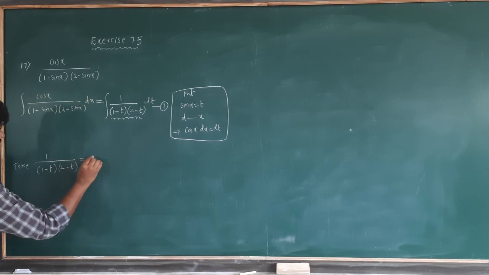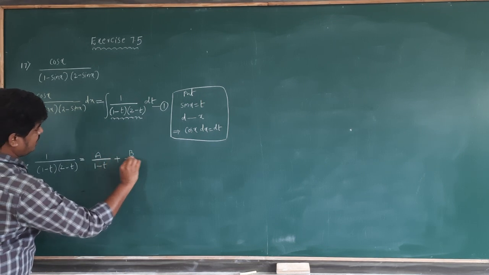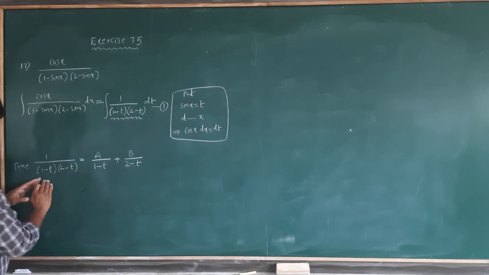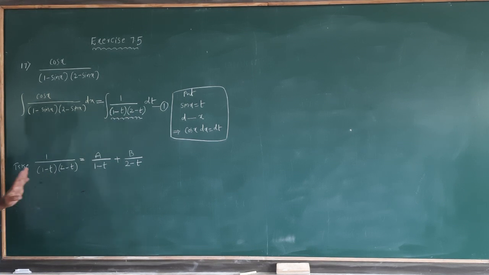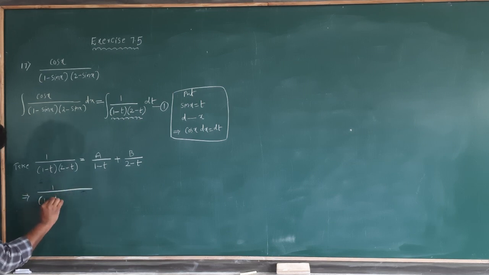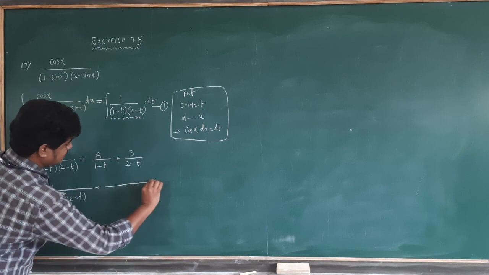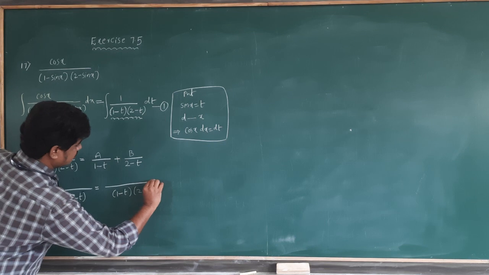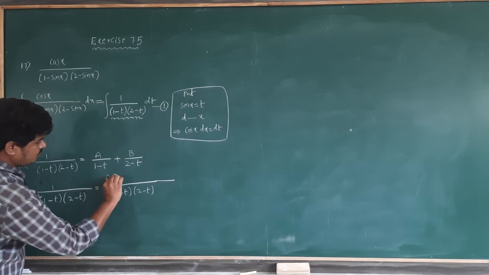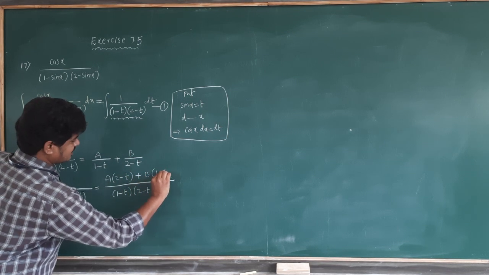1 divided by (1 minus t)(2 minus t) is equal to a divided by 1 minus t plus b divided by 2 minus t. Linear. Actually, in the previous problems we had x, but in the place of x, we just have this t. Now what? 1 divided by 1 minus t into 2 minus t is equal to, what is the LCM? 1 minus t into 2 minus t. What will we get? A into 2 minus t plus b into 1 minus t.